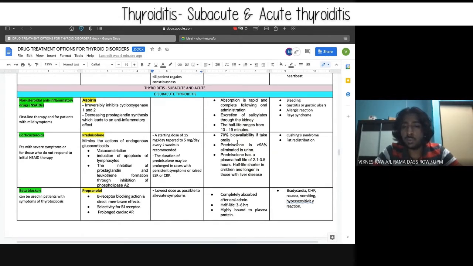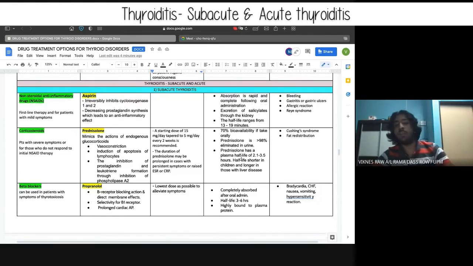Prednisolone is also over 98% eliminated through urine. Prednisolone has a plasma half-life of 2.1 to 3.5 hours. Normally the half-life is shorter in children and longer in those with liver disease. The adverse effects may include Cushing syndrome and also fat redistribution.